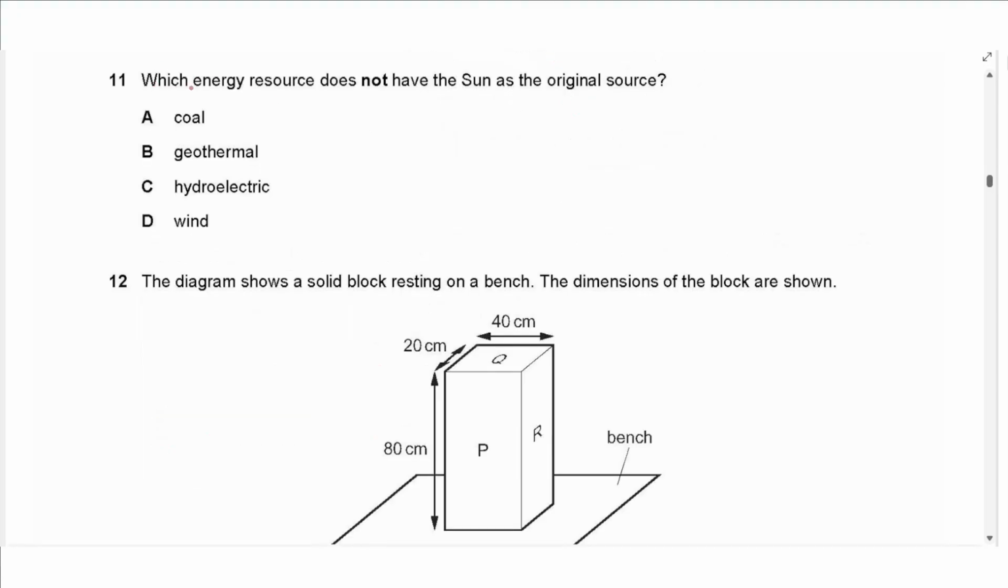Question 11 says, which energy resource does not have the sun as the original source? Coal, geothermal, hydroelectric, and wind. So we have geothermal. Only 2 sources of energy are independent of the sun. These are geothermal and nuclear energy.